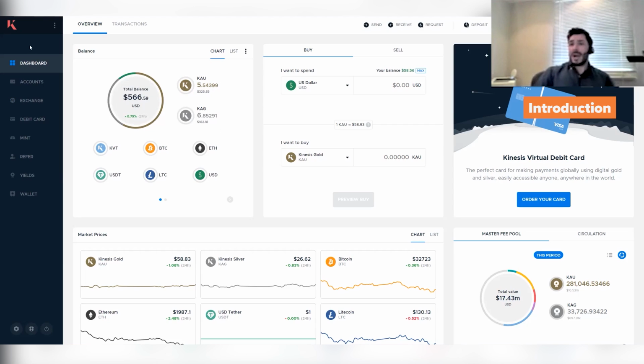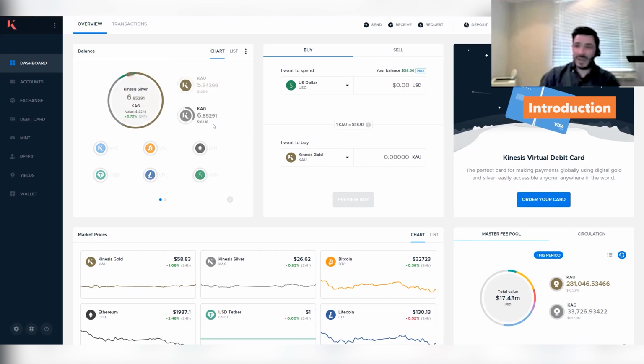So right now what we're doing is showing you the dashboard here, and this is a dashboard that shows me my balances. So here you can see I've got 5.5 grams of gold or KAU, and there's $325. You can see it fluctuating with the gold price right now. And if I hover down, KAG is the silver, and we have an array of other assets on here like Bitcoin and Ether and other cryptocurrencies. We also have a range of fiat pairs as well, US dollars, GBP.